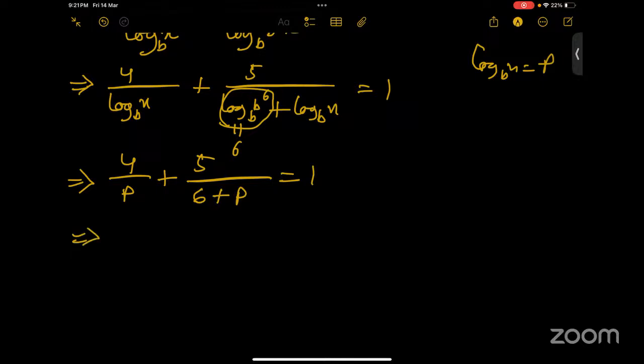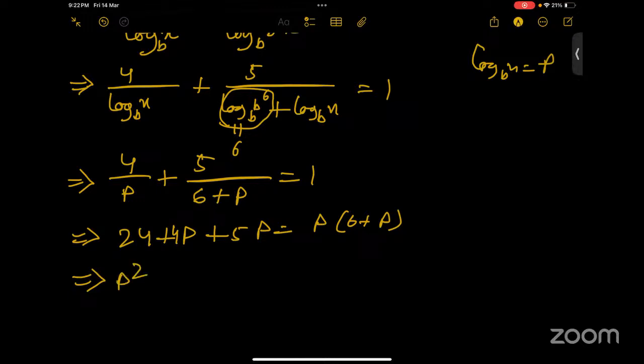Then we have to multiply by 24. So I'm getting 24p square minus 3p minus 24, right? Then p square plus p, 6p square minus 3p minus 24. This, right?